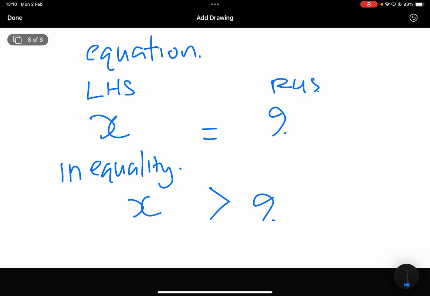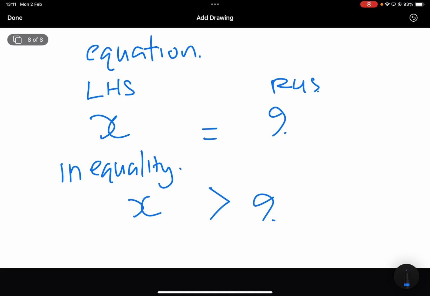So x must be larger than 9. If you think, what are the possible values of x? x can be 10, because 10 is a number larger than 9. x can be 11. x can be 12. x can be 13. Okay? So this inequality is telling you x can be 10, x can be 12. Can x be 8? Cannot. So this inequality is also telling you x cannot be 8. x cannot be 7. Okay?